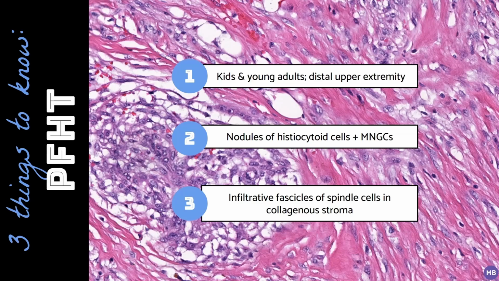This is an example of plexiform fibrohistiocytic tumor, a biphasic soft tissue neoplasm that most commonly presents in children and young adults as a slow-growing plaque on the forearm or hand. This lesion is composed of nodules of histiocytoid cells, surrounded by infiltrative fascicles of spindle cells. To me, this is a pretty unique morphology. However, if you had a small biopsy lacking both components, it may not be as clear.